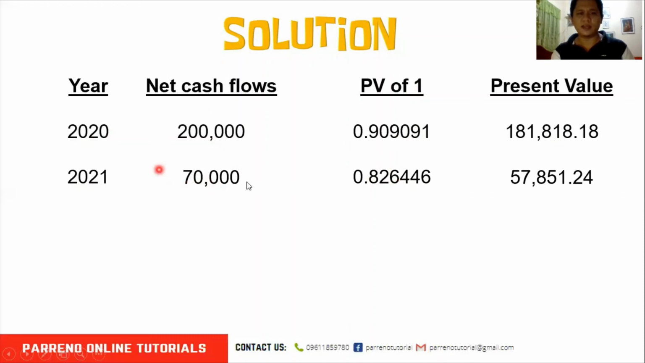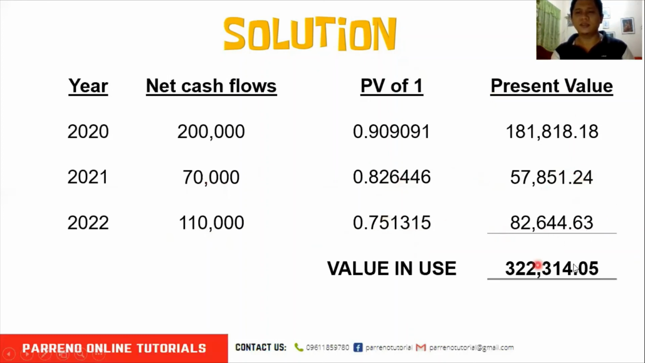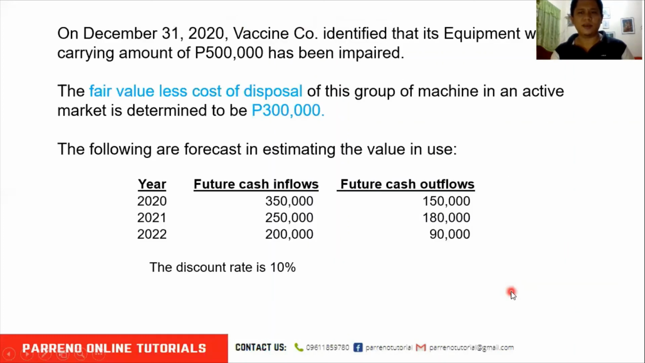So 270, the net cash flows, times the present value factor gives this present value. And 2022, 110 net cash flow, times the present value factor, 6 digits here. So the present value is this. So the total value in use is 322,314.05. So we have to round it off. So you now have your value in use of 322,000.